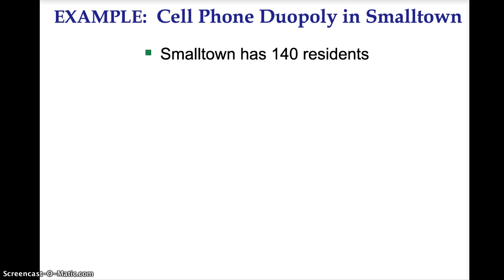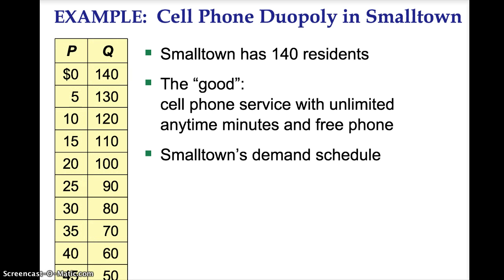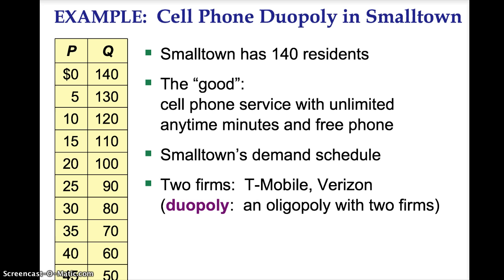Let's consider a cell phone duopoly in Smalltown. Smalltown has 140 residents. The good is cell phone service with unlimited anytime minutes and a free phone. Smalltown's demand schedule can be seen on the left side of the slide. One column shows the various prices starting at $0 increasing to $45, and quantity demanded starting at 140 and decreasing to 50. The two firms are T-Mobile and Verizon, which make a duopoly.